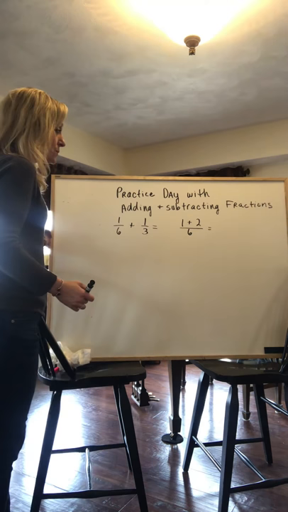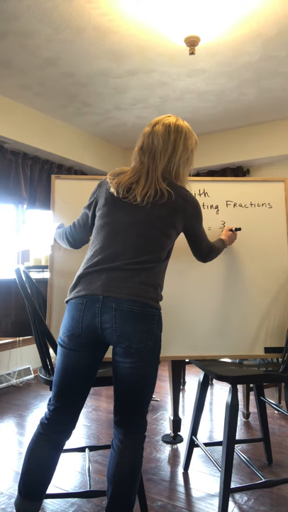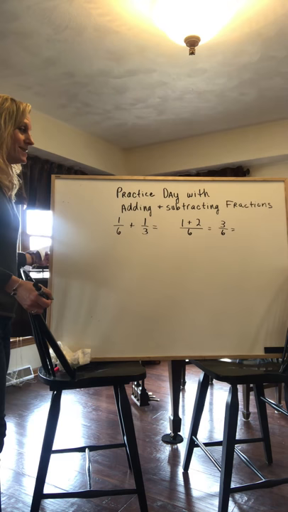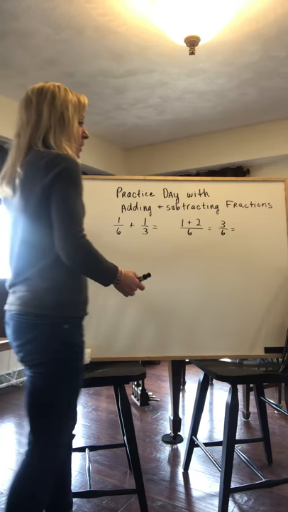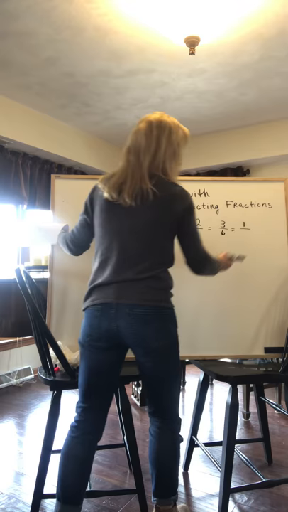And then we do the addition on the top. Our numerator is 1 plus 2, which is 3, over 6. And remember, we are practicing reducing these days, so you want to make sure that you have your answer in simplest form. 3 and 6 are both divisible by 3. 3 goes into 3 one time, and 3 goes into 6 two times. So the answer is 1/2.